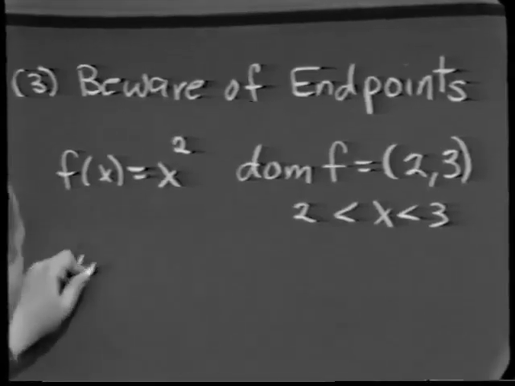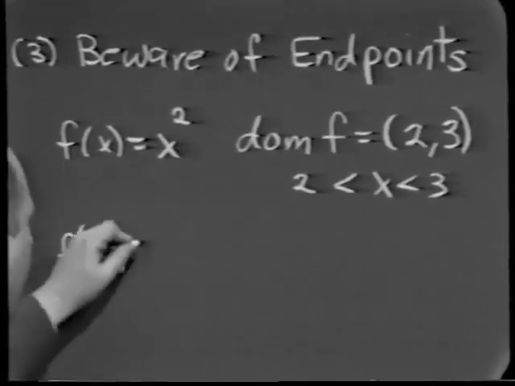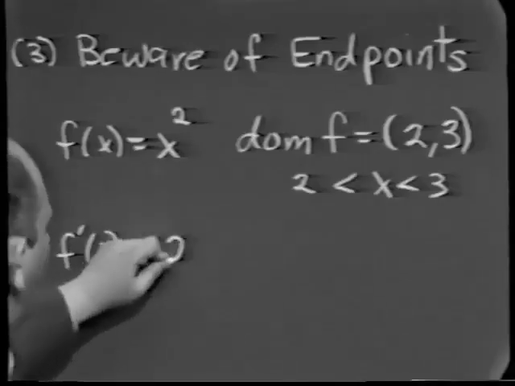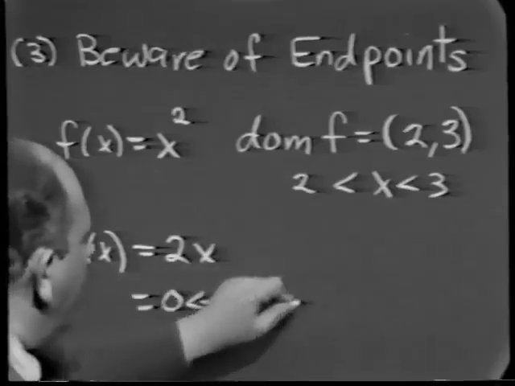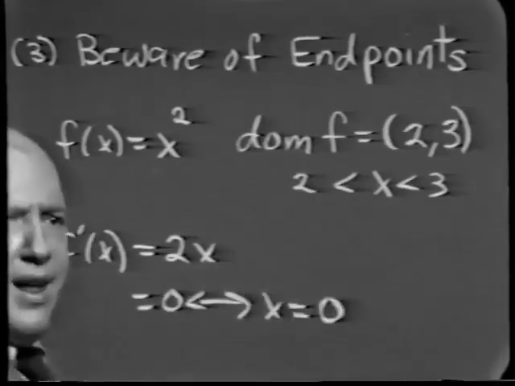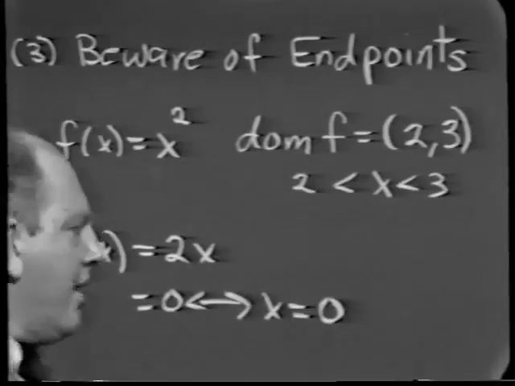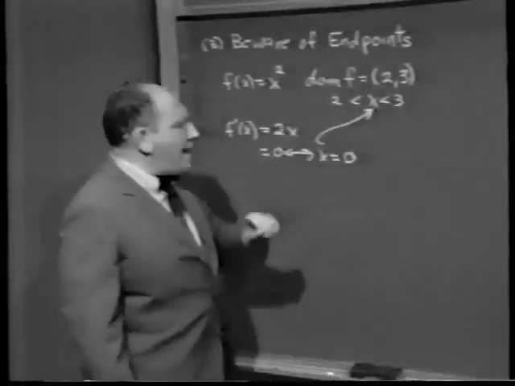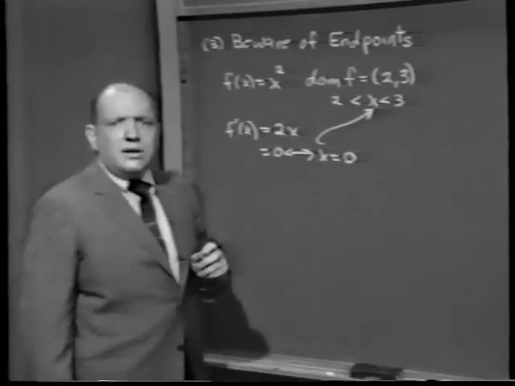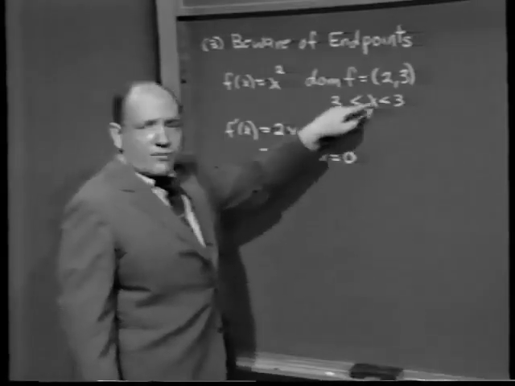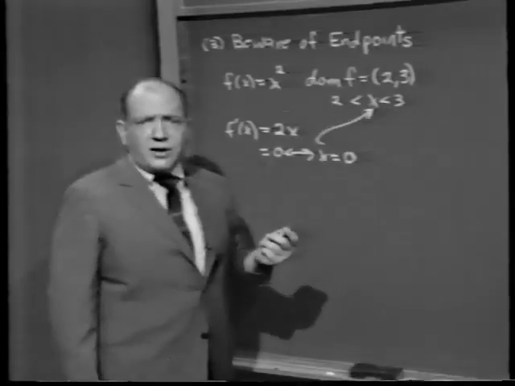Now let's take a look here. Let's first of all see where f prime of x is 0. First of all, f prime of x is 2x, and that equals 0 if and only if x equals 0. Now here's where the domain is very important. Is x equals 0 in our domain? The answer is no. x equals 0 is not in our domain. Our domain is restricted to be the open interval from 2 to 3.